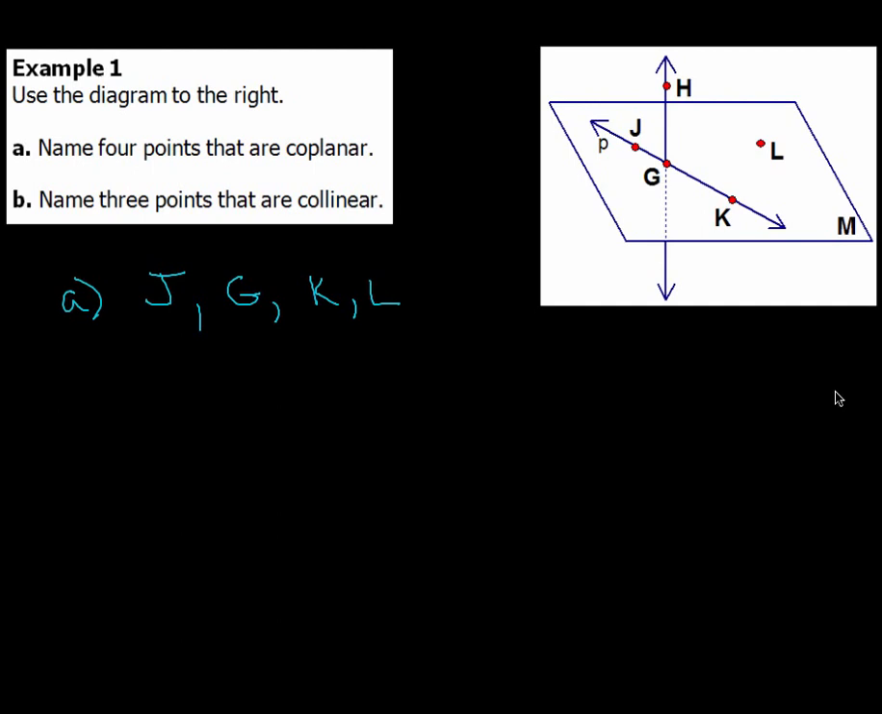Now for part B, we've got to name 3 points that are collinear. And collinear just means that they're on the same line. So if I take a look, on line P, I've got points J, G, and K. So I can use those for my 3 collinear points. So point J, point G, and point K. So those 3 points are collinear.